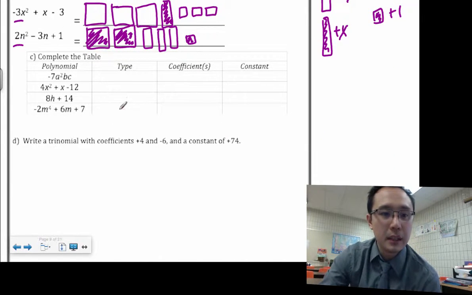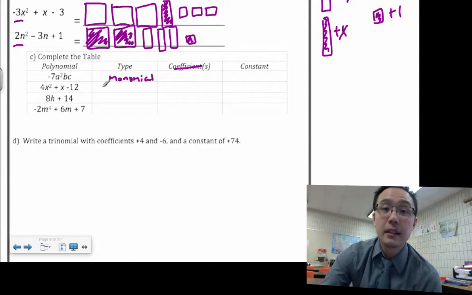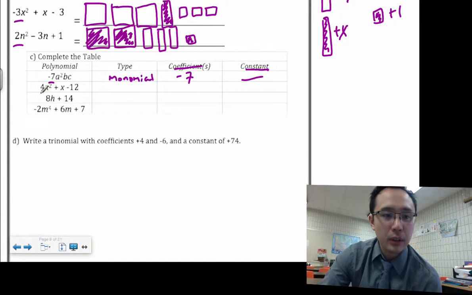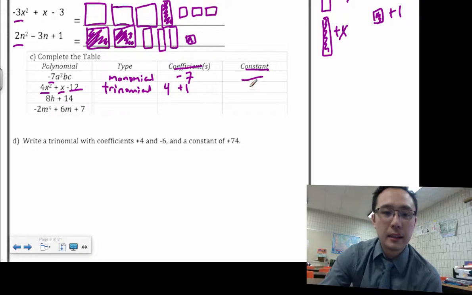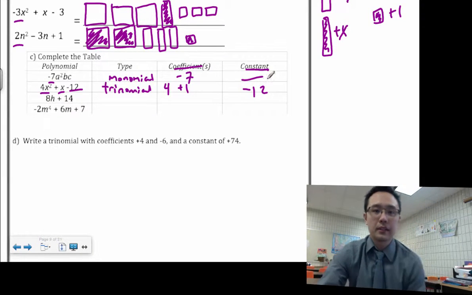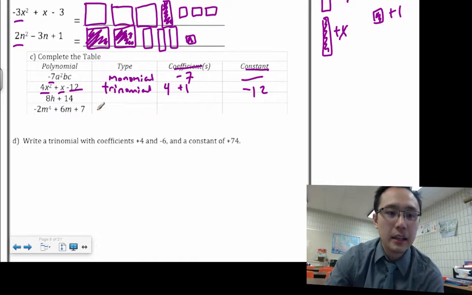Next one for C, complete the following table. This is going to be a monomial. There's only one term here. Monomial. Coefficient is the number in front of your variable, so that's a negative 7. And I don't have constants because there are no numbers attached to it, so no constants. The type, this is 1 term, 2 terms, and 3 terms, so this is a trinomial. And the coefficients are my 4, my plus 1, and that's it. I have a constant of negative 12. That's the extra one that's on at the end.